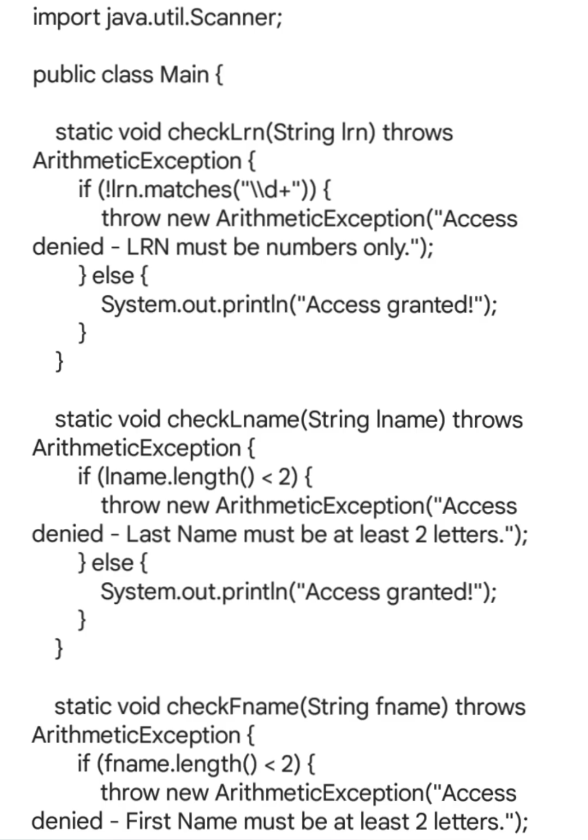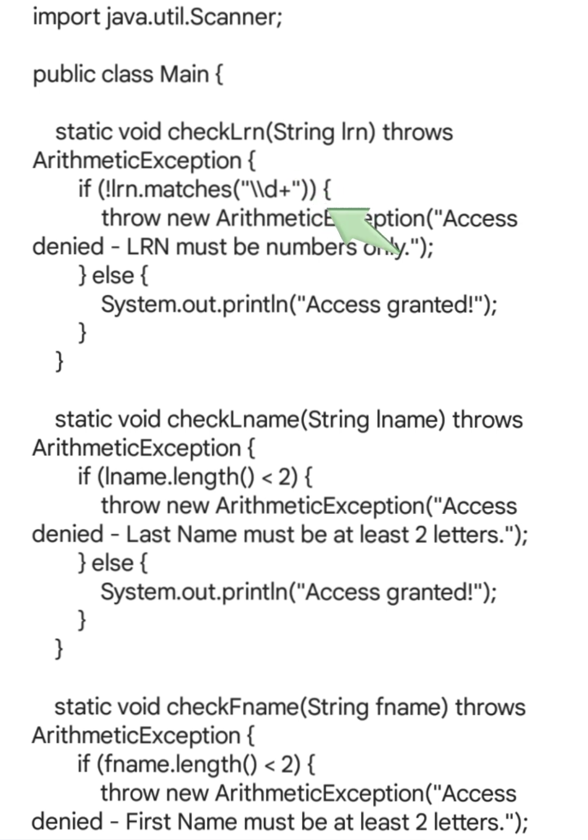Today, I will be explaining my code line by line. Import java.util.Scanner imports the Scanner class to read the user input from the console. Public class Main declares the main class called Main. It defines a static method checkLRN to validate LRN input and may throw an exception.